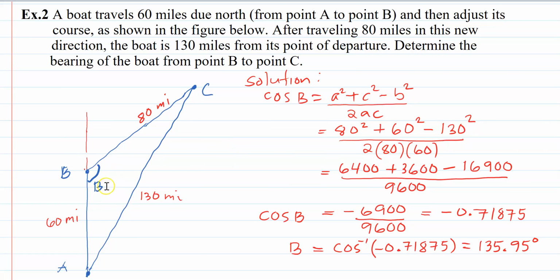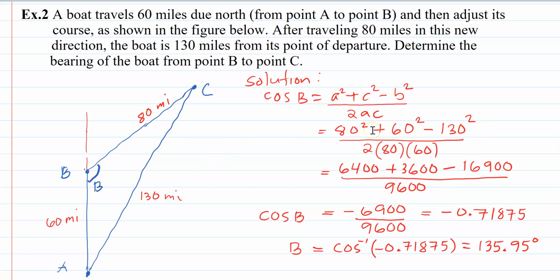Now to determine the value of B, we can set up the alternative law of cosines, which is cosine of B is equal to A squared plus C squared minus B squared divided by 2AC. Our A is 80, that's this side here, opposite to angle A. And our C is 60, opposite to this point C or angle C. And our B is 130, opposite to angle B.